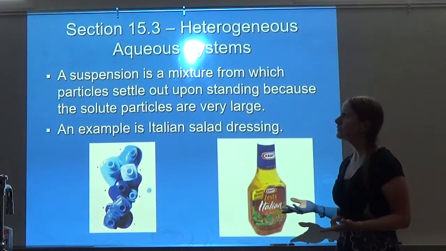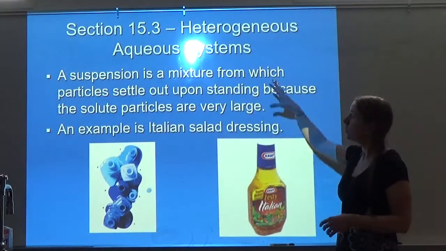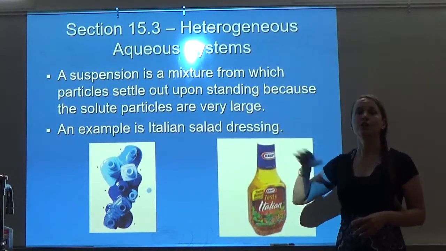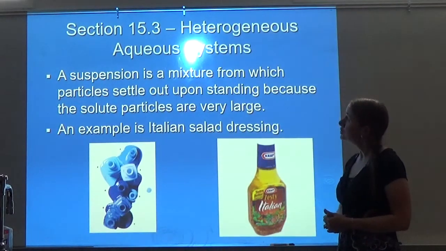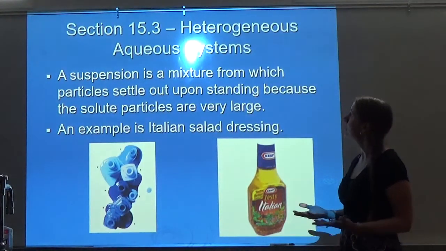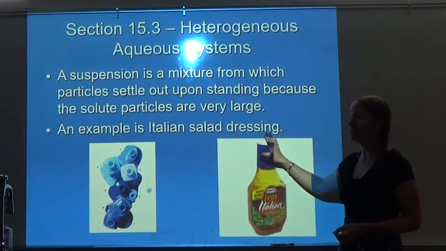The easiest way for me to go over these is to make sure you know an example of each, because then all the stuff you learn in the slide, you can already figure out just knowing an example. A suspension is a mixture from which particles settle out upon standing because the solute particles are very large. An example is Italian salad dressing.